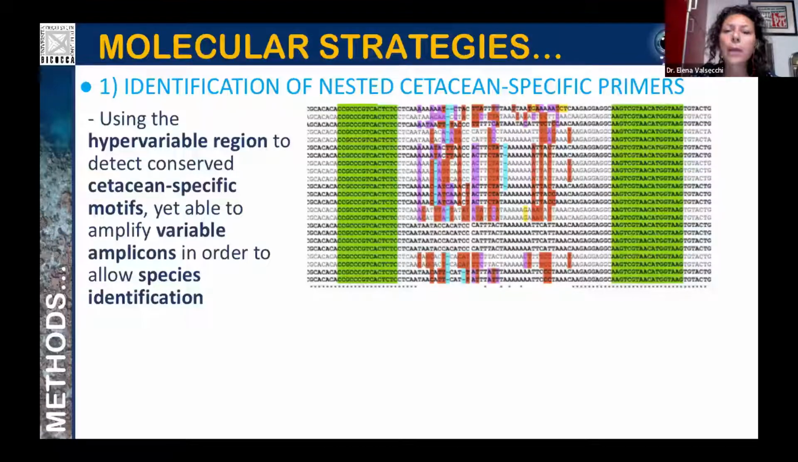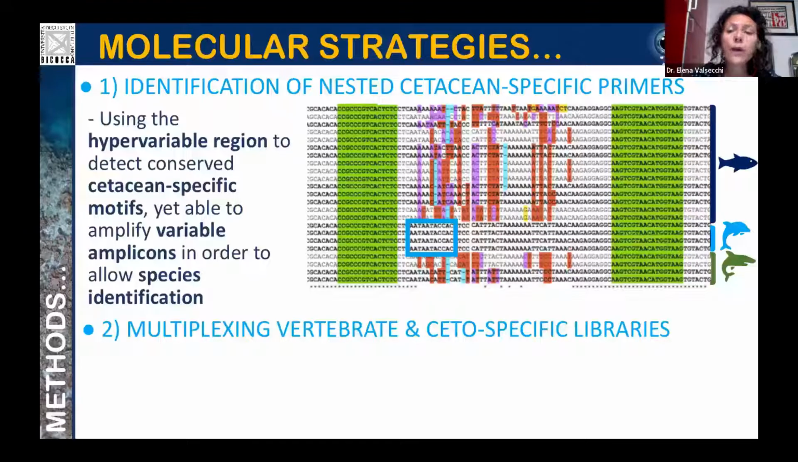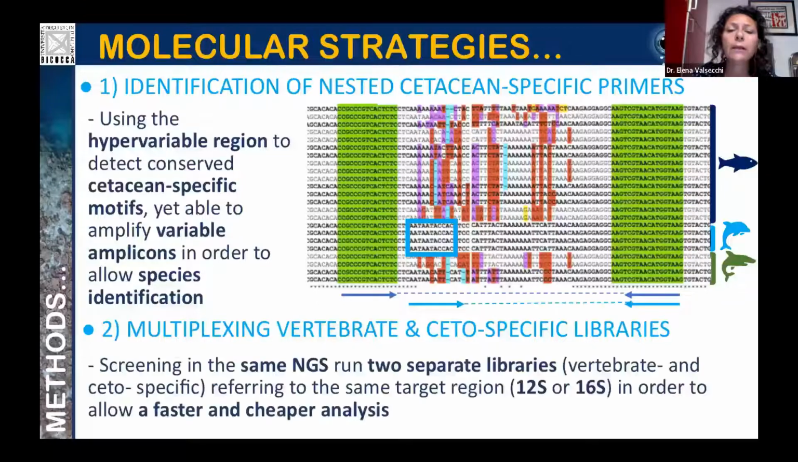conserved vertebrate primer sits. And as you can see, these 2 green sites are flanking hypervariable regions, which allow us taxonomic identification. Now, if inside this hypervariable region we are able to identify a motif which is conserved only among cetaceans, we will be able to selectively amplify the cetaceans. And the second thing we tried to do was to run in multiplex, meaning simultaneously in the same run, the 2 amplicons obtained by the vertebrate and the cetacean-specific DNA.